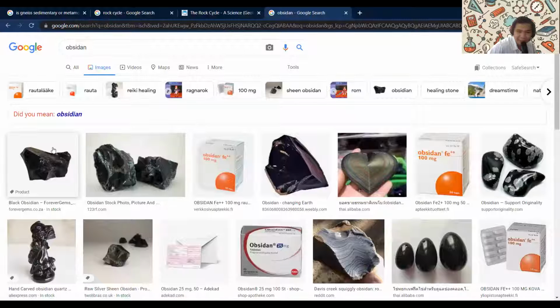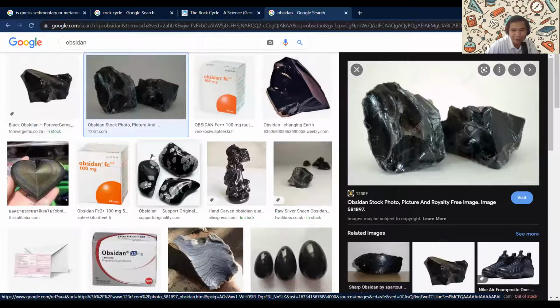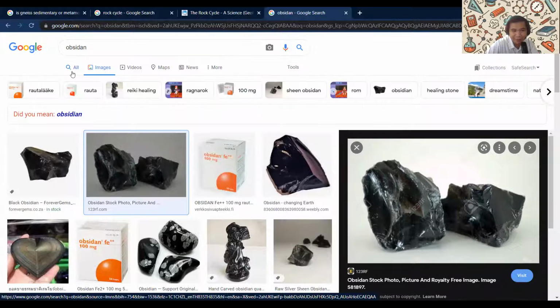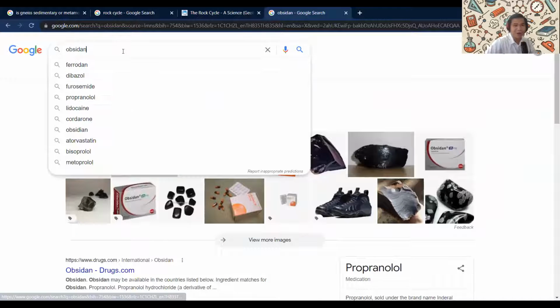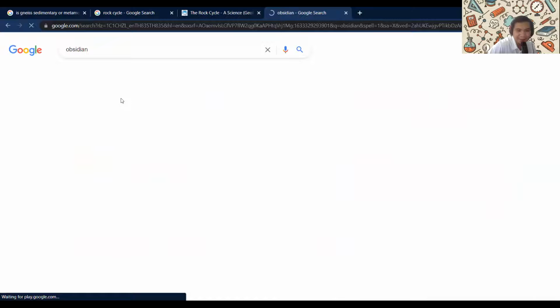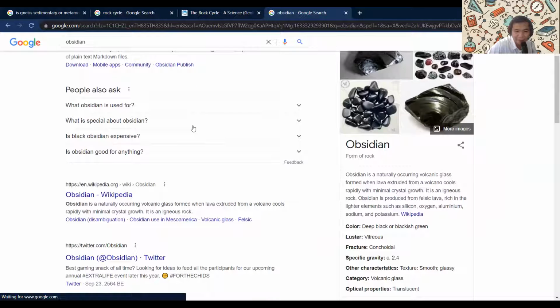How about the third one or the number 8? Obsidian. What could an obsidian rock look like? Well, let's see, shall we? This is what an obsidian rock looks like. It looks so cool and so black. But what type of rock is it? An obsidian rock is what we call igneous rock. Okay, so an obsidian rock is an igneous rock.